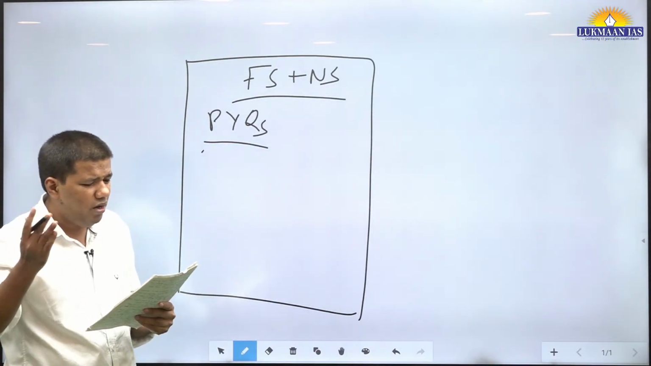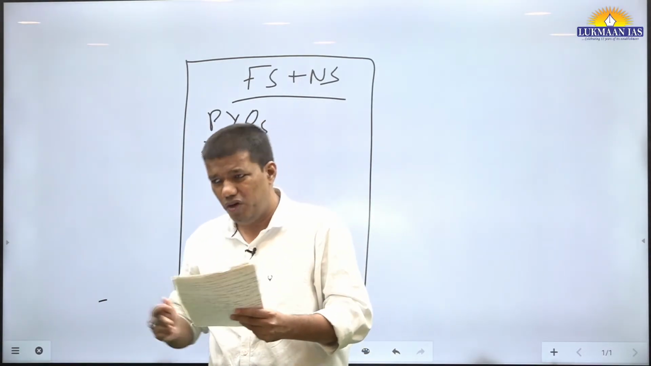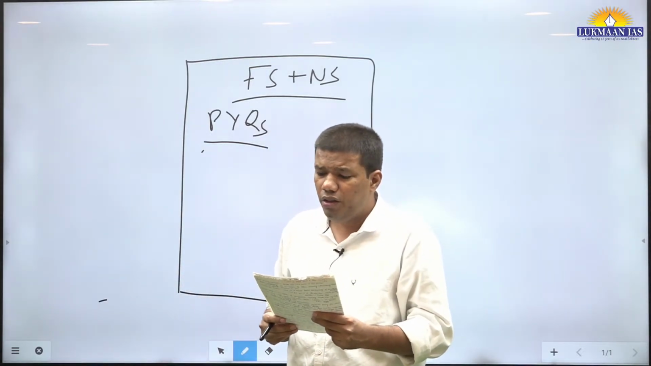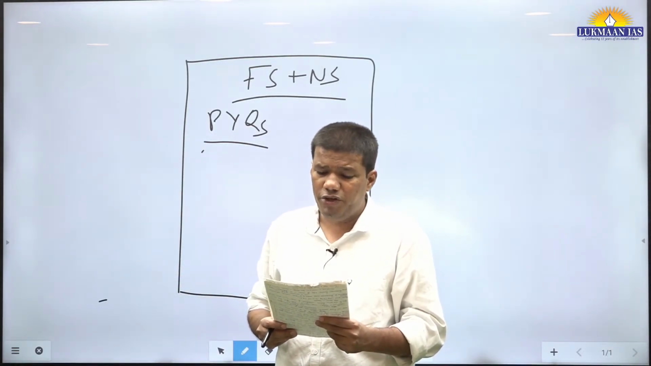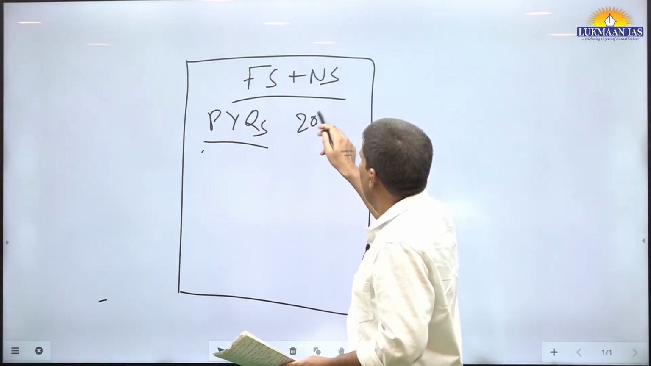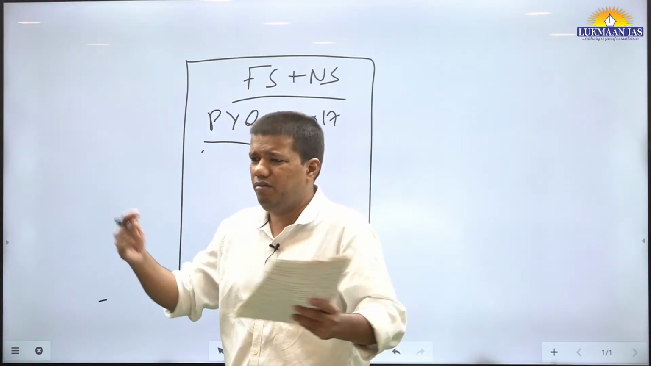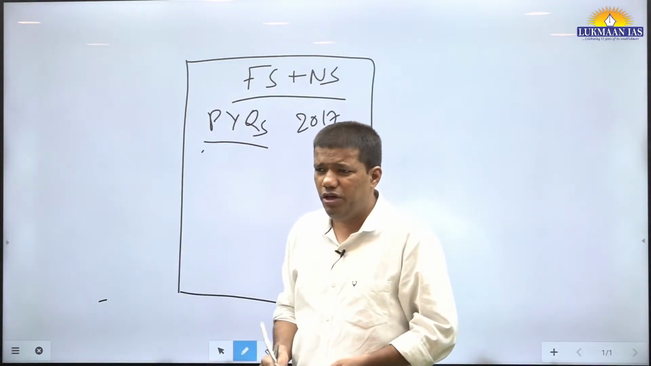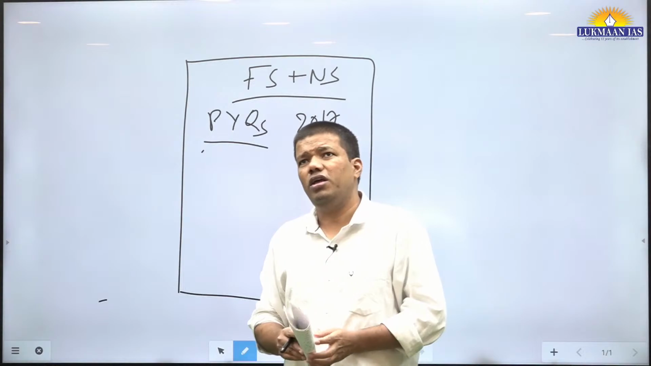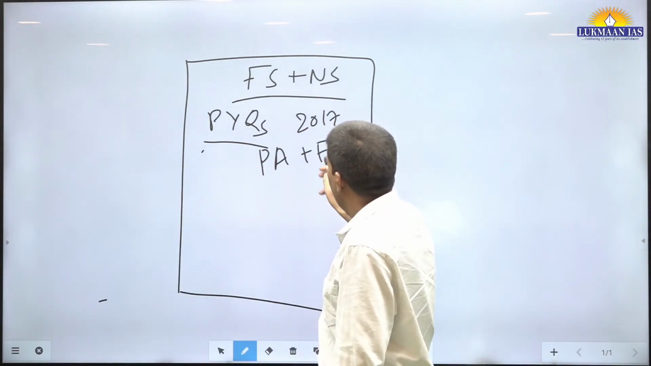So one PYQ was on various agriculture revolutions after independence. India had various agriculture revolutions, like the horticulture revolution and the Green Revolution. How did these help in poverty alleviation and food security? This was a question in 2017. Now, do you see poverty alleviation and food security are related?